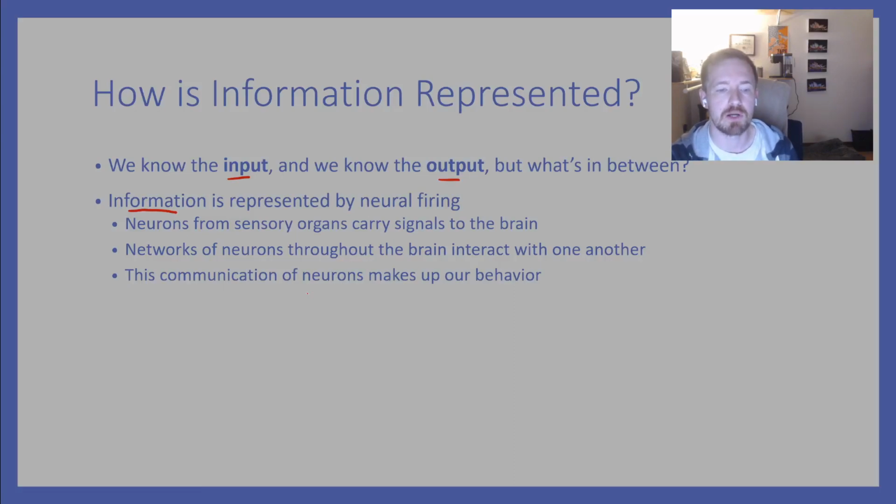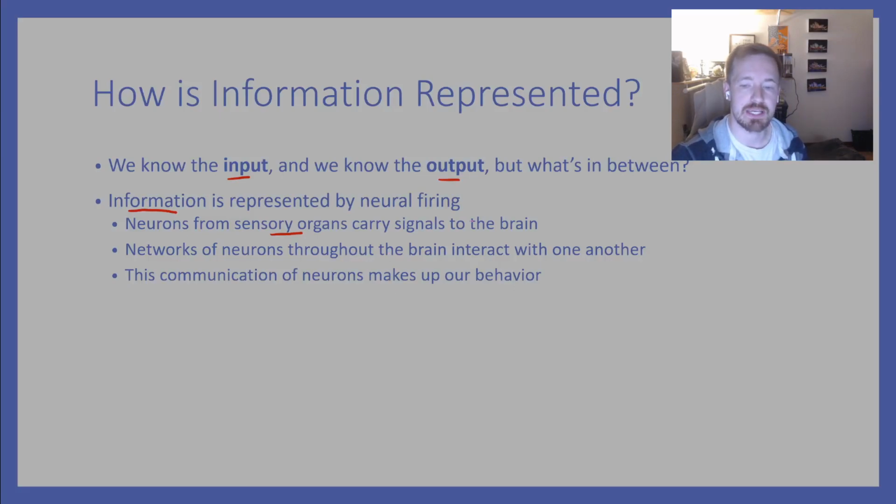So in terms of input, we're taking these sensory organs like our eyes or our nose or our ears, and those pieces of our anatomy are going to be picking up information around us. That's then going to go to different parts of the brain. If I hear something, that's going to go to my auditory cortex. If I see something, that's going to go to my occipital lobe.